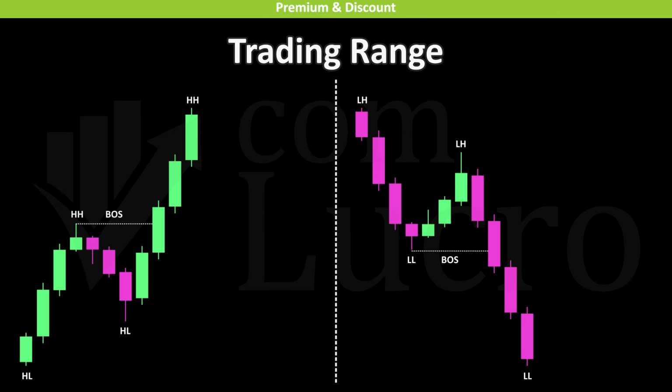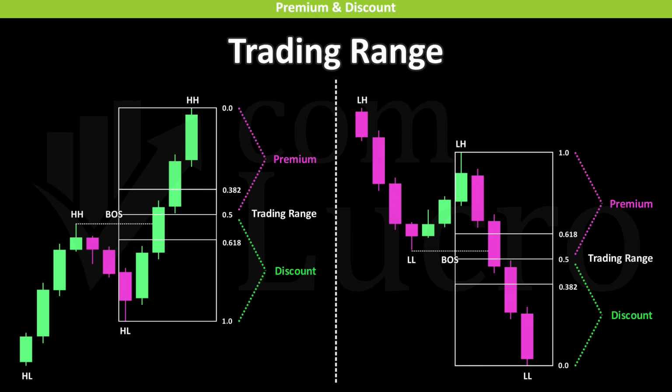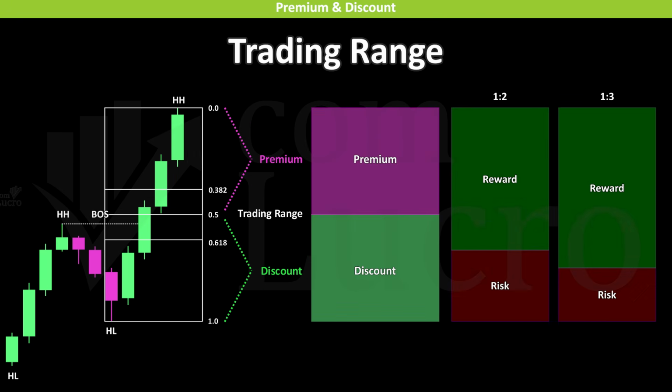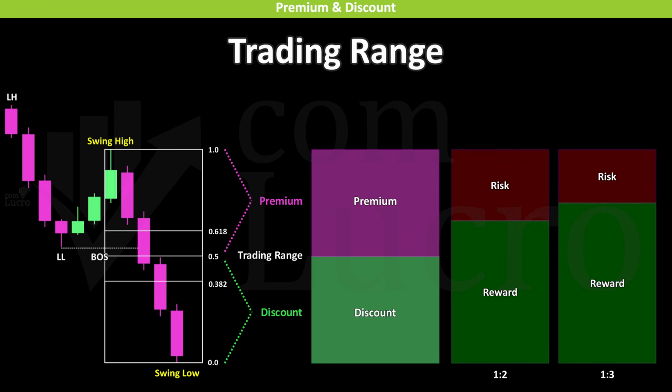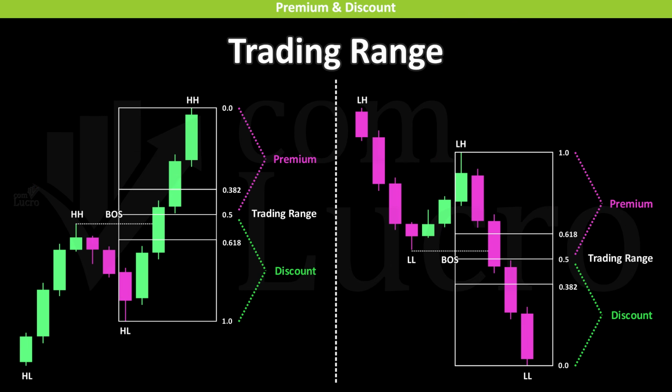So, traders, what is premium and discount in the ICT methodology? And why does it matter when analyzing price inside a range? Within the ICT framework, price is not equally attractive at every level of the market. The location of price inside the range matters, especially when looking for higher probability entries and better risk-to-reward opportunities. That is where the concepts of premium and discount become important.